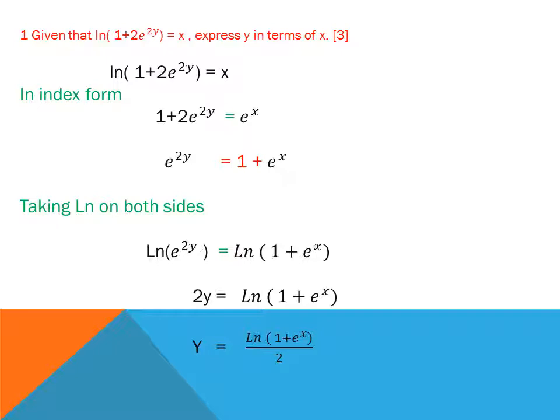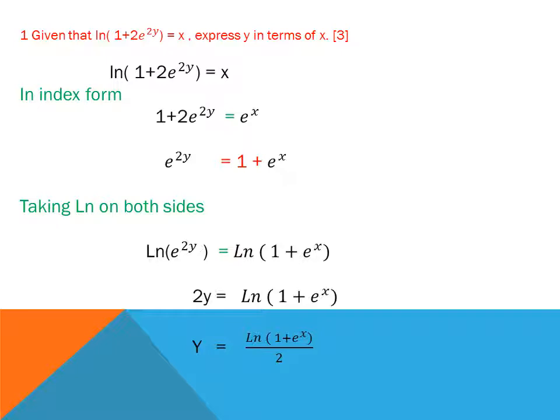When we change the ln into index form, then 1 plus 2 e power 2y should be on the left side and e power x on the right side, the base e on the right hand side. When I simplify this, e power 2y is equal to 1 plus e power x.